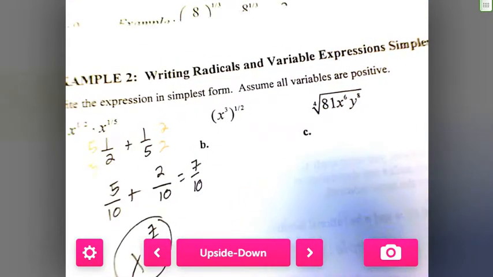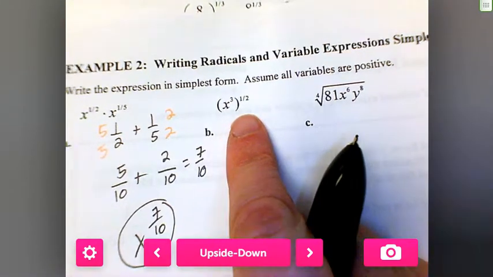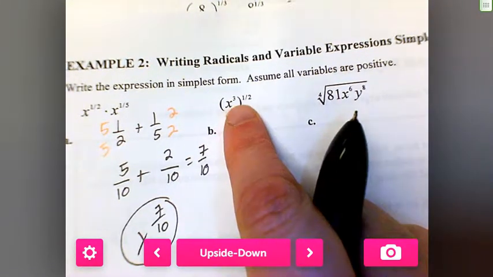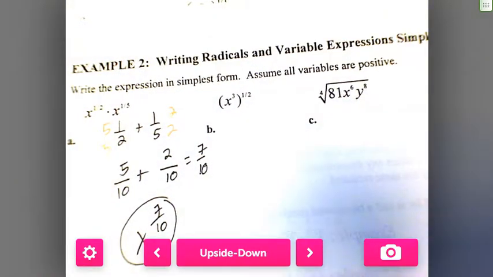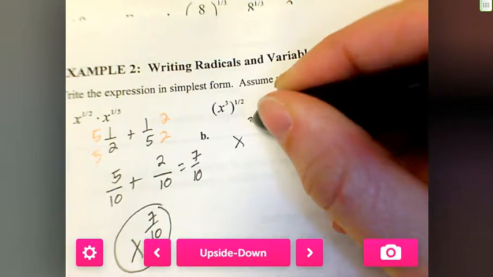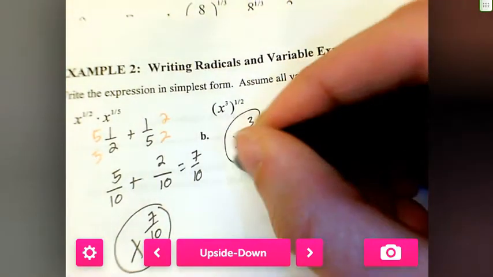Okay. What do I do for this next one? x to the 3rd, parentheses 1/2. Do you guys remember? You multiply. Yep. So 3 times 1/2 is x to the 3/2.